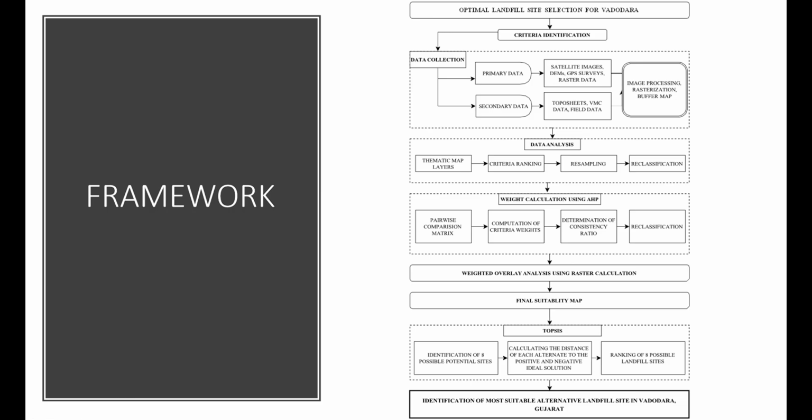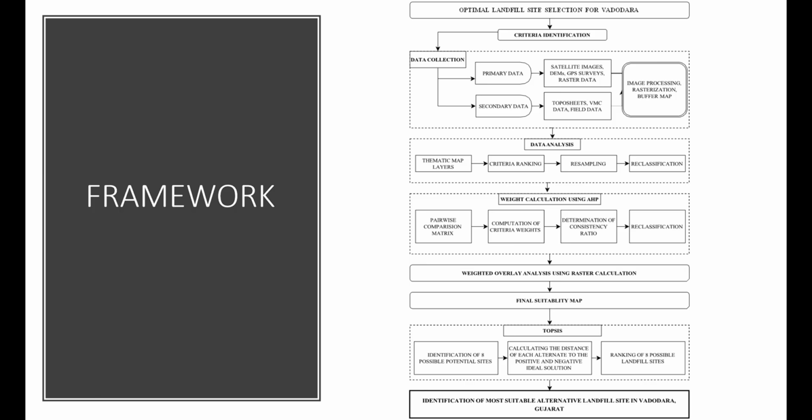In this study, a framework is prepared in which first the criteria are identified, then data collection is done on the basis of primary data and secondary data. In primary data, satellite images, DEMs, GPS survey, raster data, and topo sheets are prepared, and in secondary data, topo sheets, VMC data, and field data are generated. All this data is then processed and a rasterized buffer map is created.